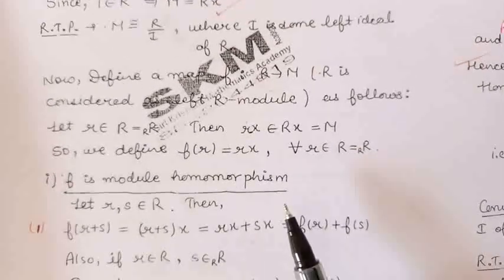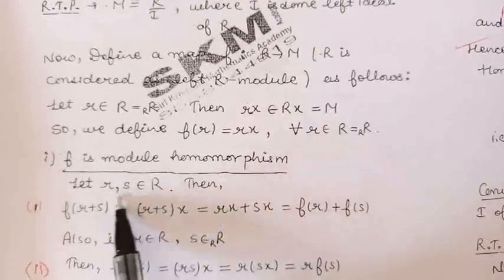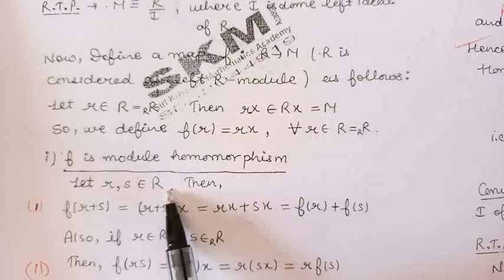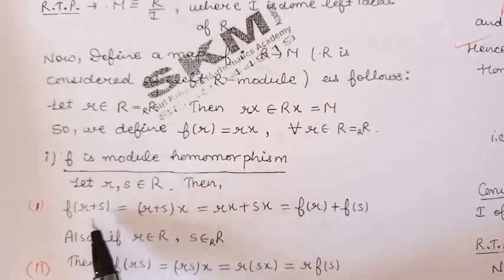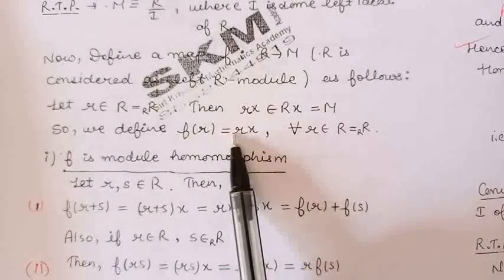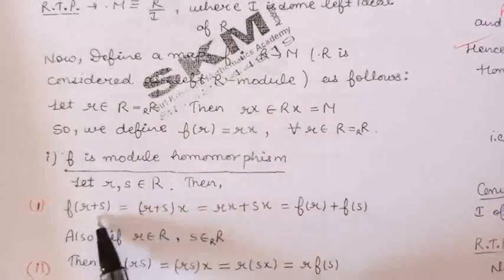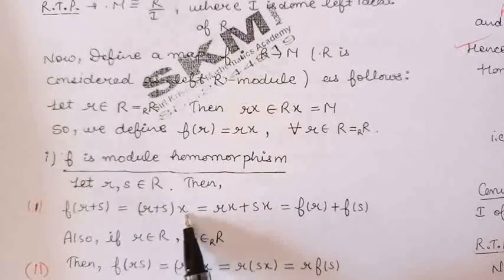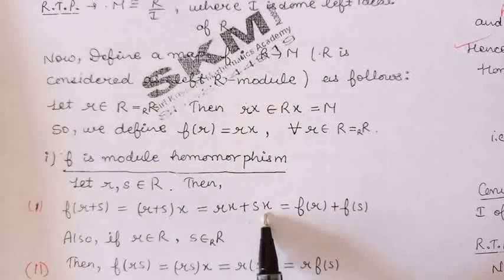So in the first condition, let us take two elements r and s belonging to the ring R, and we find the image of r + s under the mapping f. By definition of mapping f, the image of r + s under f is given by (r + s)x. Now this can further be written as rx + sx.